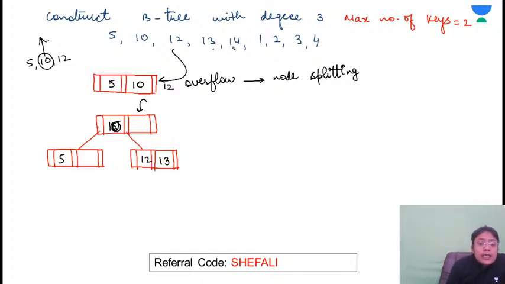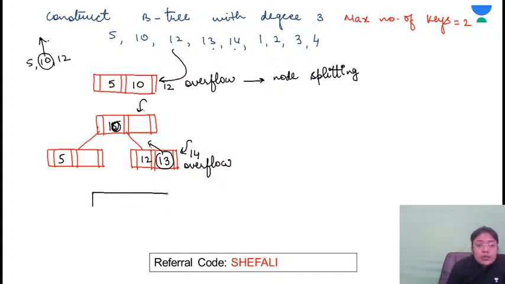Next, take the next element 14. We want to insert 14 here, but this is a case of overflow. Now again, what will happen if it's a case of overflow? Again, the node will be split. 12, 13 and 14, the node will be split on the basis of what? On the basis of 13.